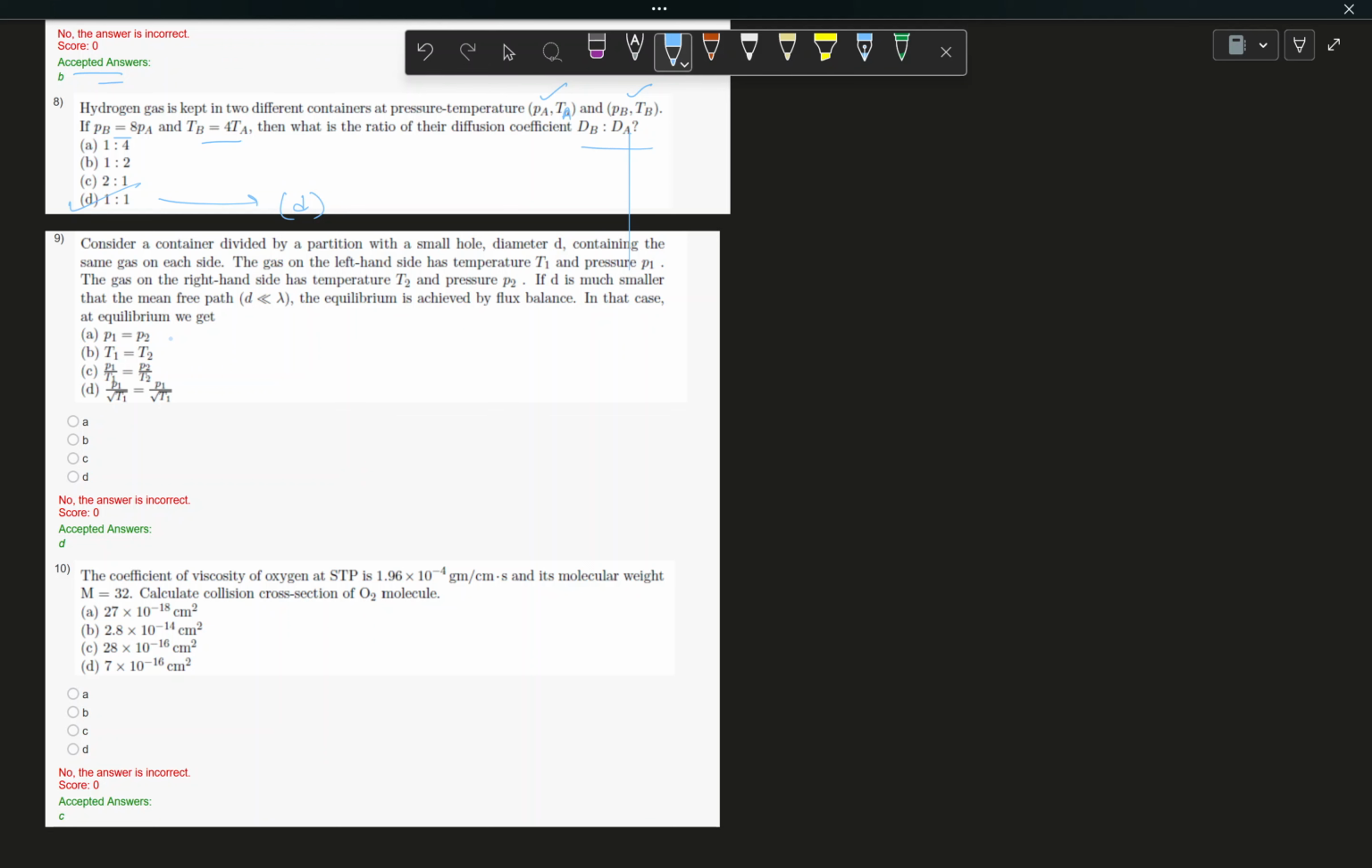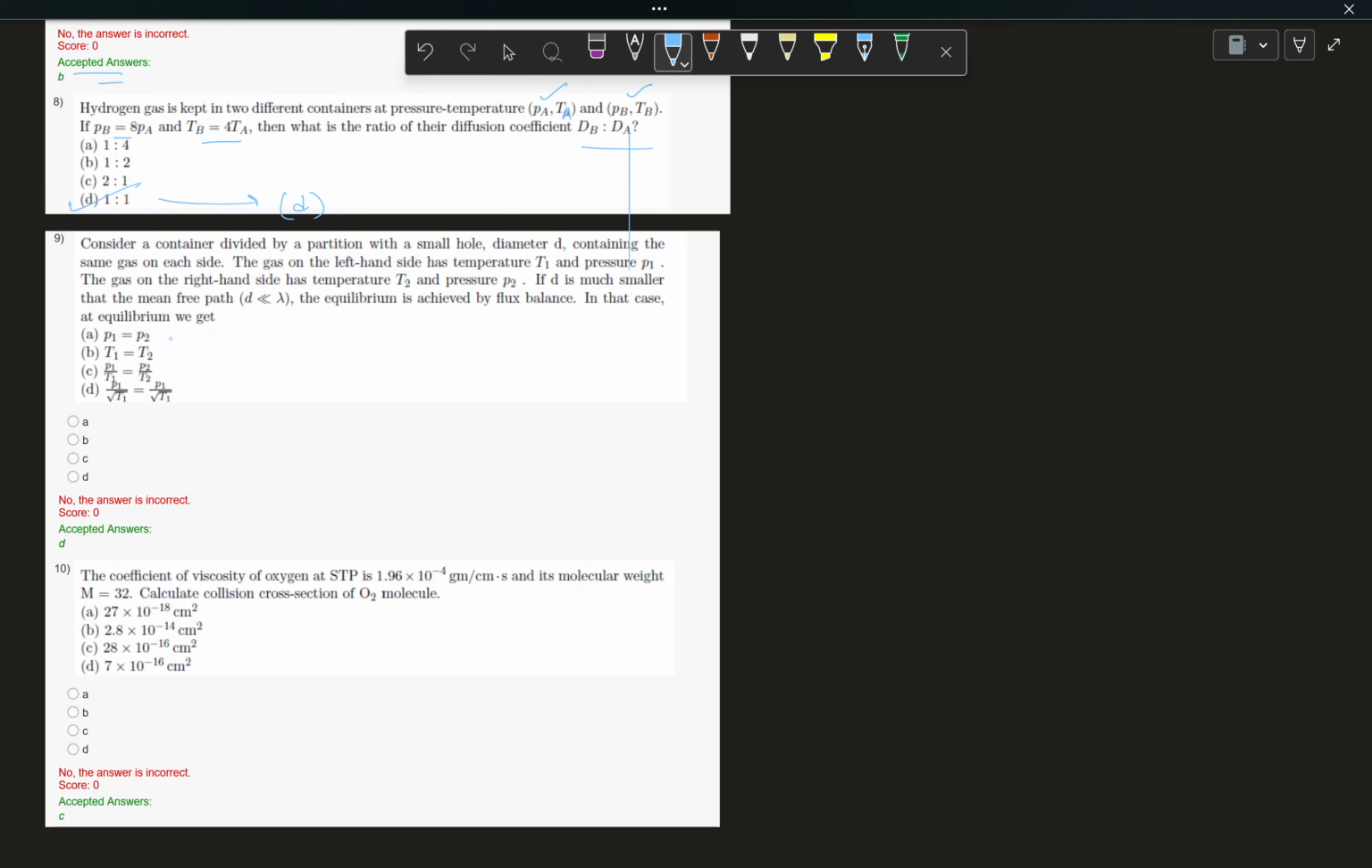Okay, so question number 9 says that consider a container divided by a partition with a small hole. That hole has a diameter D and containing the same gas on each side. The gas on the left hand side has temperature T1 and pressure P1, and the gas on the right hand side has temperature T2 and pressure P2. If D is much smaller than the mean free path lambda, then the equilibrium is achieved by flux balance. In that case, at equilibrium, what condition do you get?